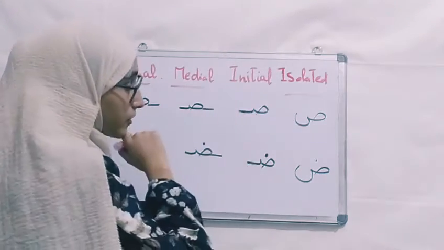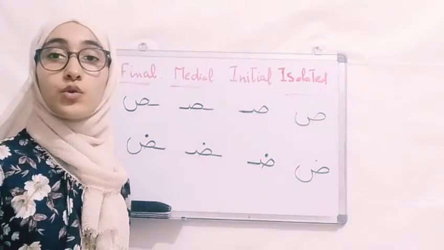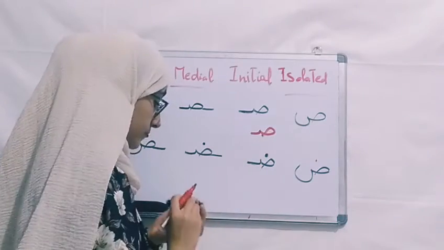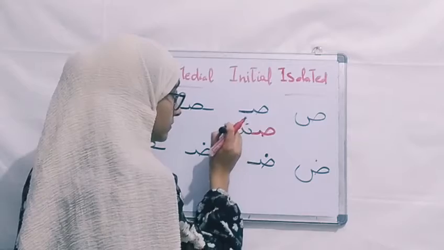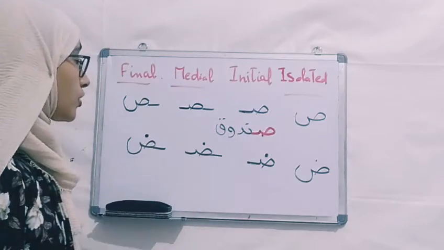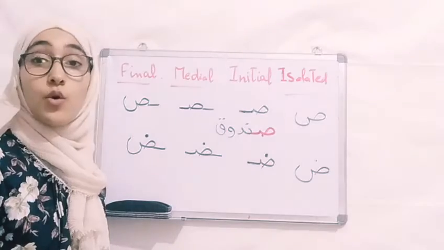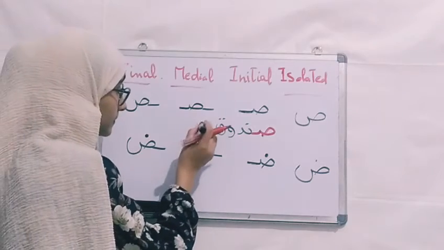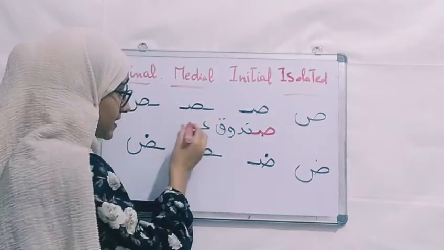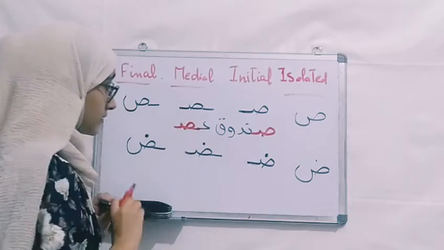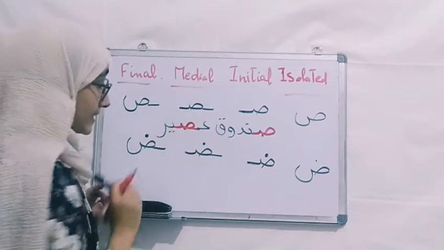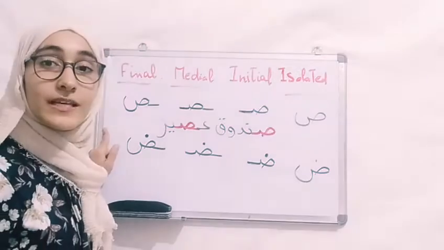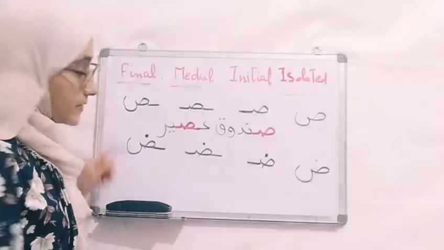So let's give an example. Sad in initial form, for example, صندوق. صندوق means box. In the middle form we have عصير, as you saw, juice. And in the final form we have قميص. قميص means shirt.